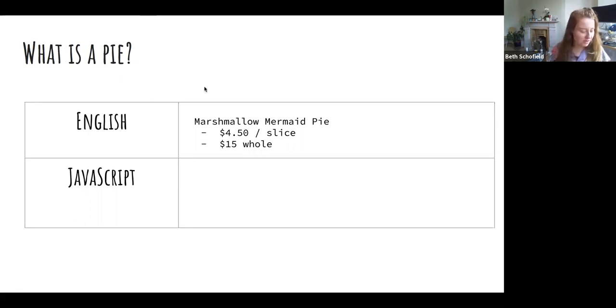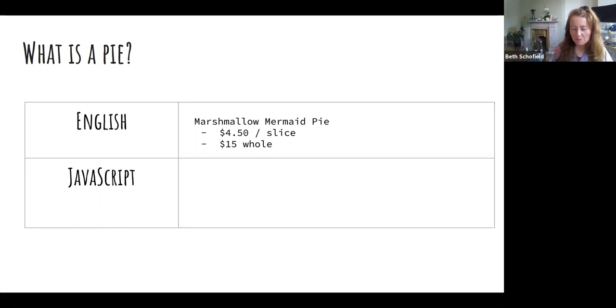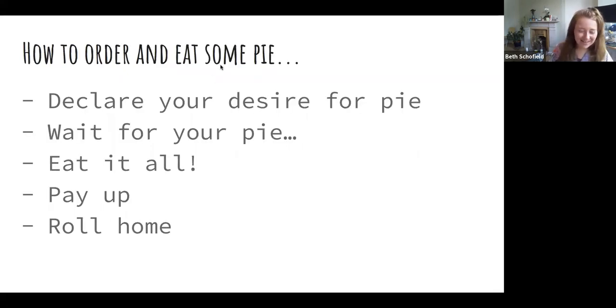If I asked you to store this data, how would you do that? A hash? Yeah, I agree. These are pretty definitely key value pairs. So name, Marshmallow Mermaid, slice, 450, whole, 15. Note, if anyone who's not got JavaScript yet, note how similar this looks to a Ruby hash. In JavaScript, we call this an object, and actually you could literally copy paste this into Ruby and it would work. Yay.